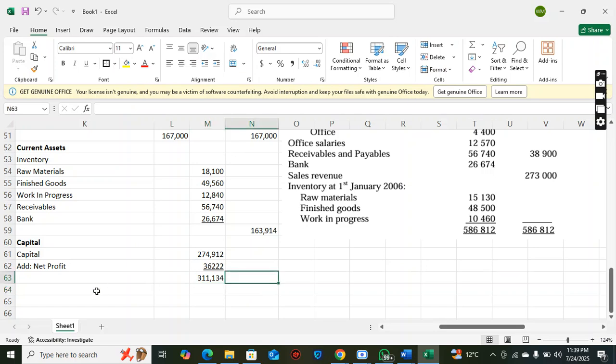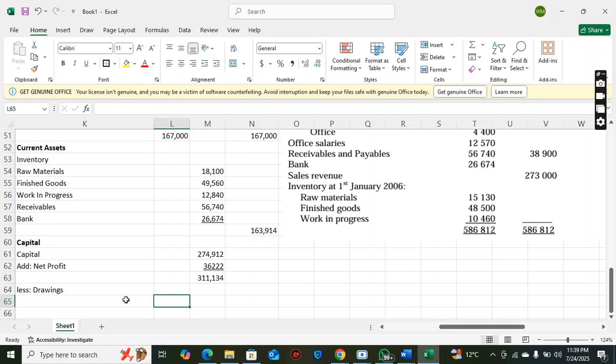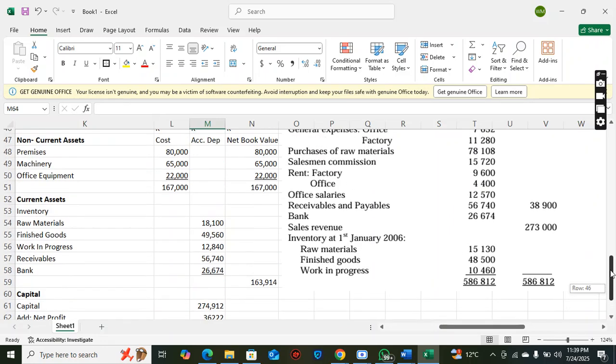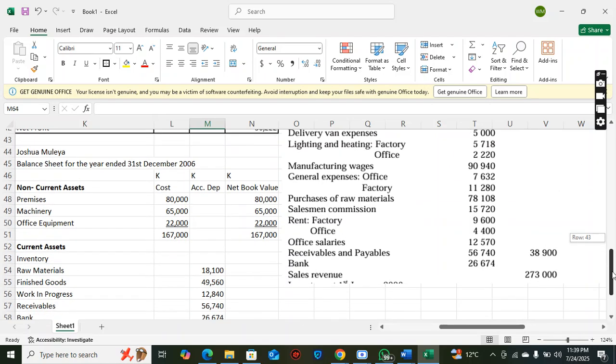All right. Then what do we do next? Drawings. Okay, so remember this equation. Capital plus profit minus drawings gives you your new capital. This equation is the one that's going to be used mostly in incomplete records. It expands, but that's where you start from. So drawings is how much? 17,120.